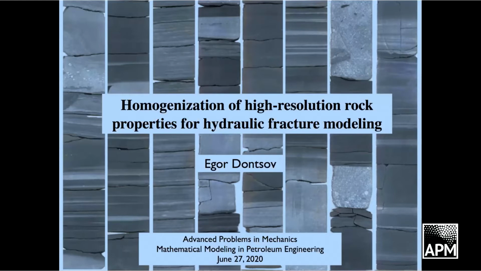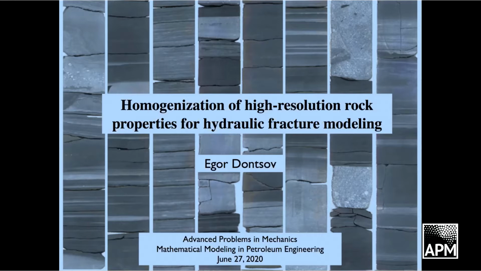What I wanted to talk about is homogenization of high resolution rock properties. The reason for this is, you can see in the background of my title slide, a picture of a core from an unconventional reservoir. Hypothetically, let's move to West Texas, where this core is taken from. The vertical scale is about 1 meter, or 3 feet, if you like feet.